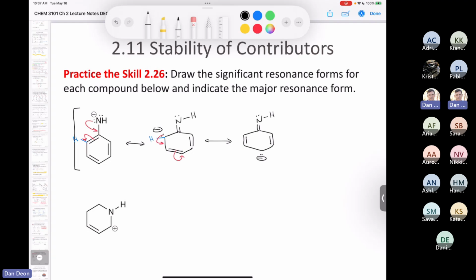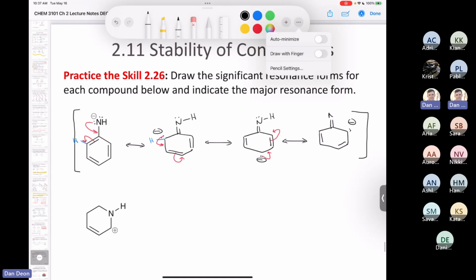Can we draw another resonance contributor? Could anybody answer that? Yes or no? Could we draw another one? Yeah, absolutely we can, right, Katana? We can totally draw another one if we put a new pi bond here, and we move these electrons up here, and we end up with something that looks like this. And there we have it. And there you have it, my friends. So those are all the resonance contributors for this molecule.